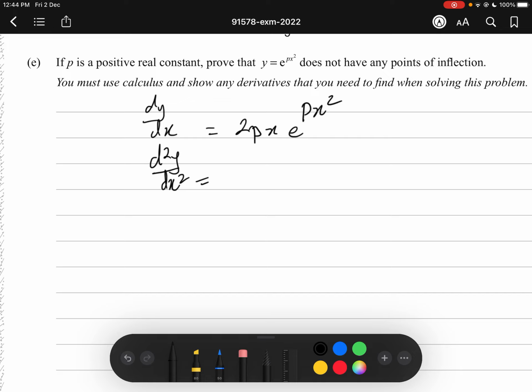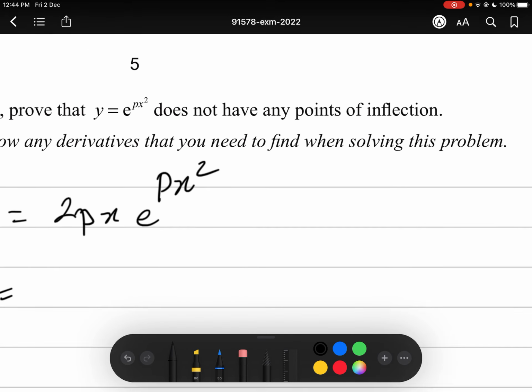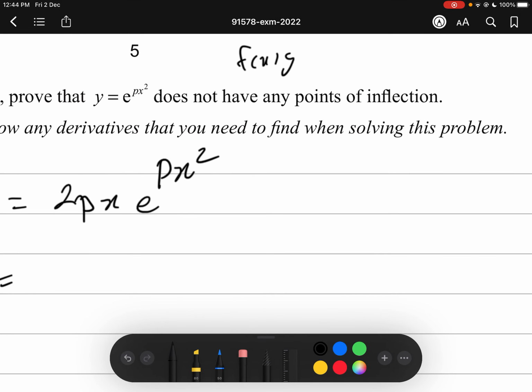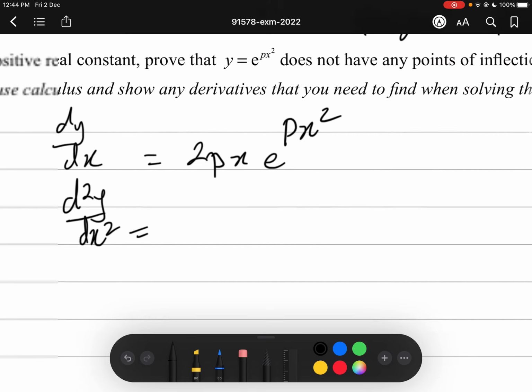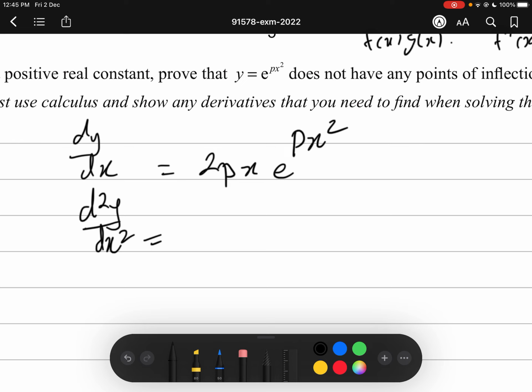So recall that the product rule is, if we have f of x, g of x, then the derivative would be f dash of x, g of x, plus g dash of x, f of x. Alright? So in this case, we're going to find the derivative of 2px first.